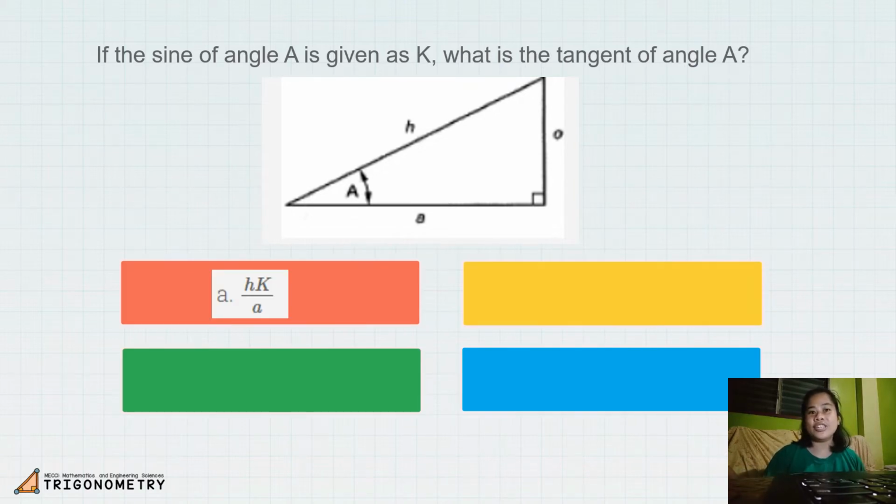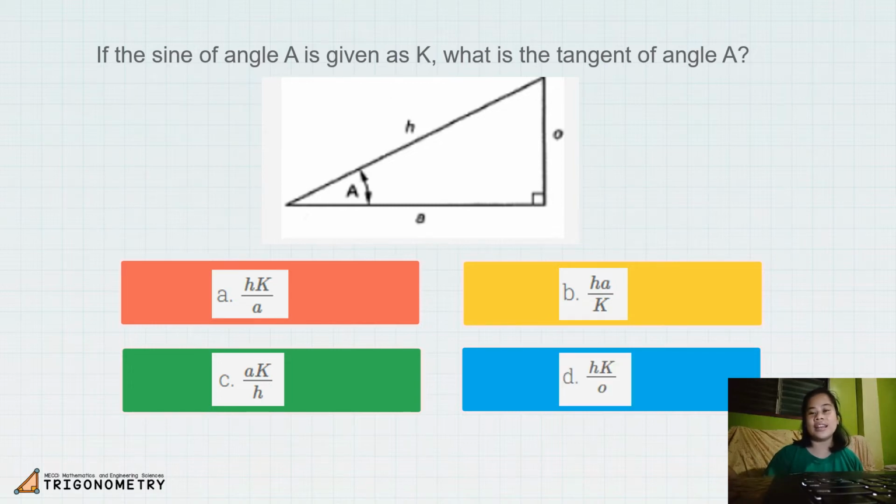A, HK over A. B, HA over K. C is AK over H, and lastly, D, HK over O. So I'll give you time to answer and compute, or you can just pause the video to get the answer.